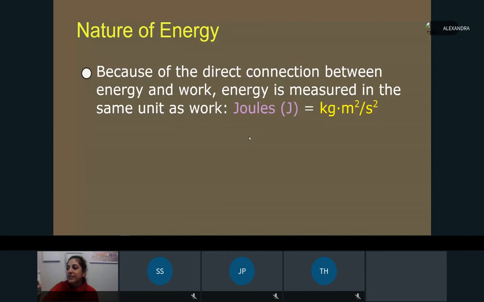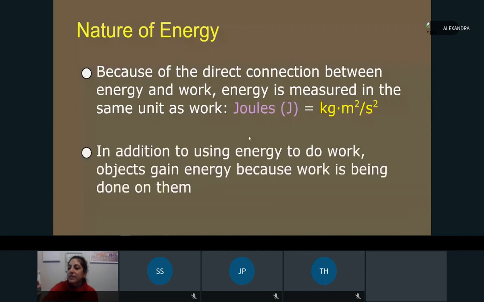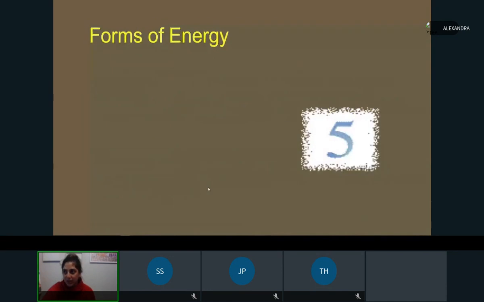Okay. In addition to using energy to do work, okay, technically that equation I was thinking of is the power. That's why I was getting messed up. In addition to using energy to do work, objects gain energy because work is being done on them. So not only do we have to use energy to do work, but then it is also getting energy. And we've got different types of energy.